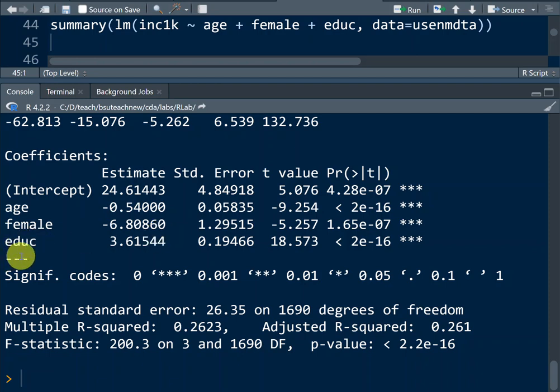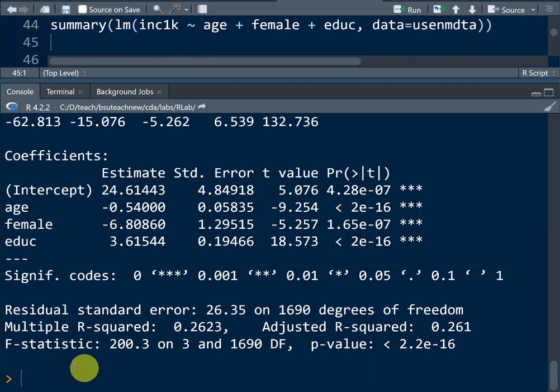What about education? Similar to the interpretation for age, holding all other variables constant, for each year increase in education, that's how education is measured, right, we would expect the predicted income to increase. Why increase? Because the sign in front of this estimate is positive, right? Income is going to increase by $3.61544 thousand. Why? Because the income variable is measured on a scale of $1,000.